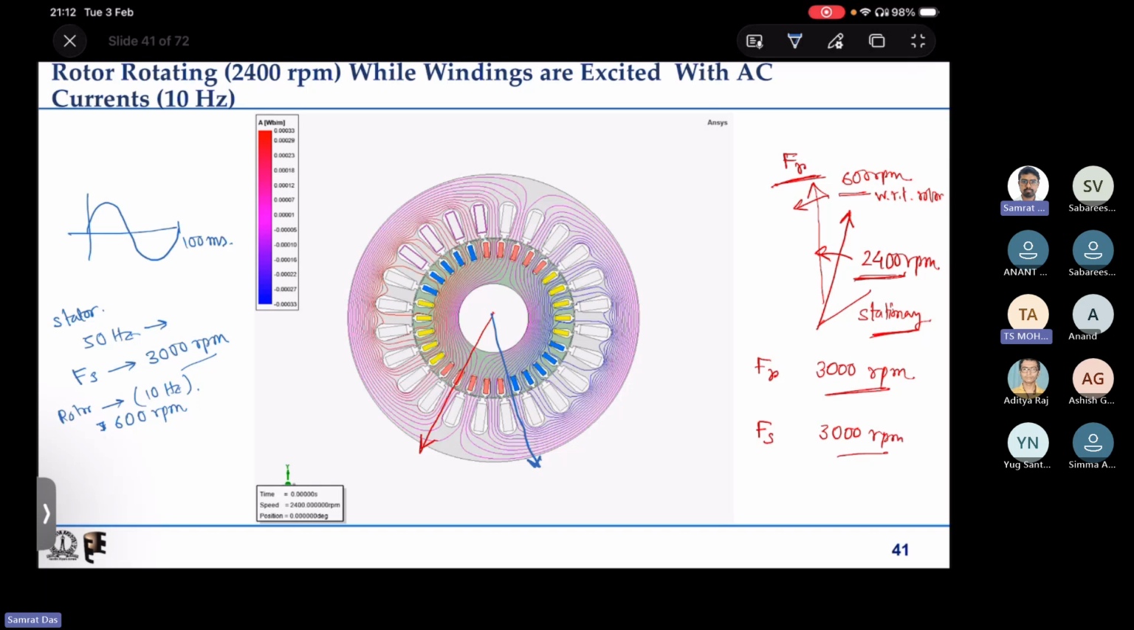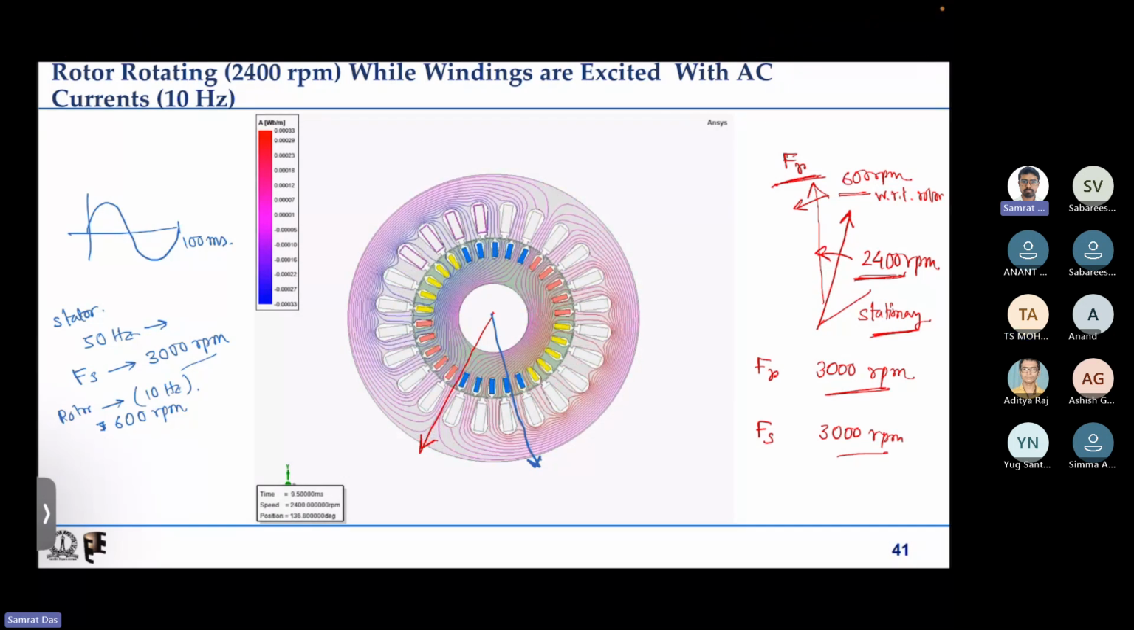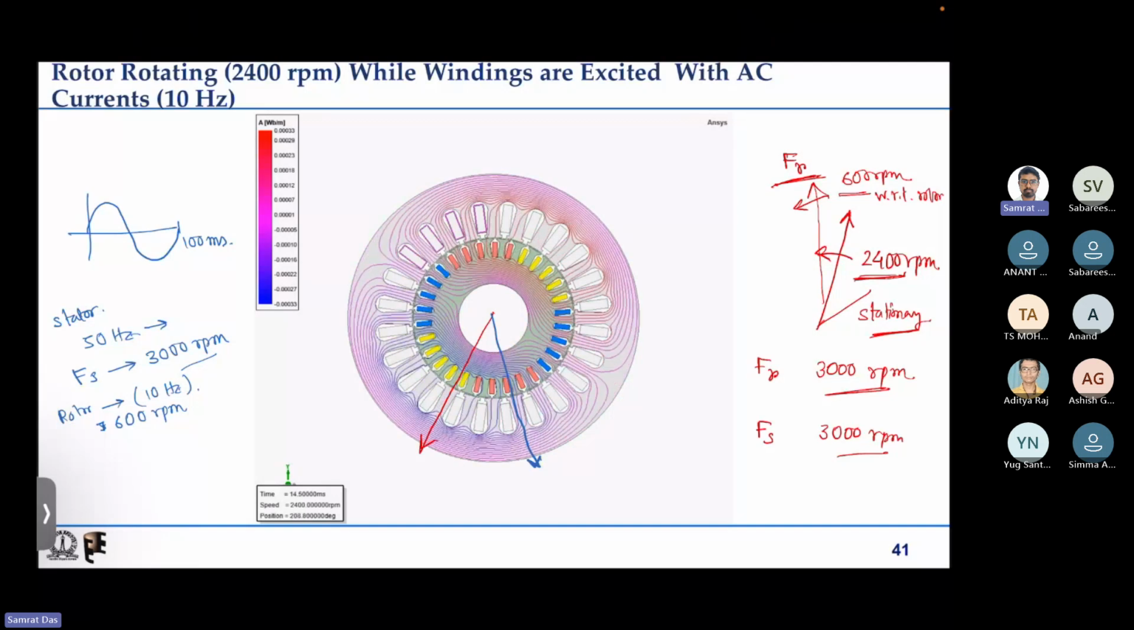Then for 10 hertz, this is how it will look. I'm just giving 10 hertz and 2400 as an example. All are random numbers I have chosen. All these are random numbers. I am just showing how to get a 3000 rpm rotating magnetic field from the rotor with respect to the stationary reference frame.